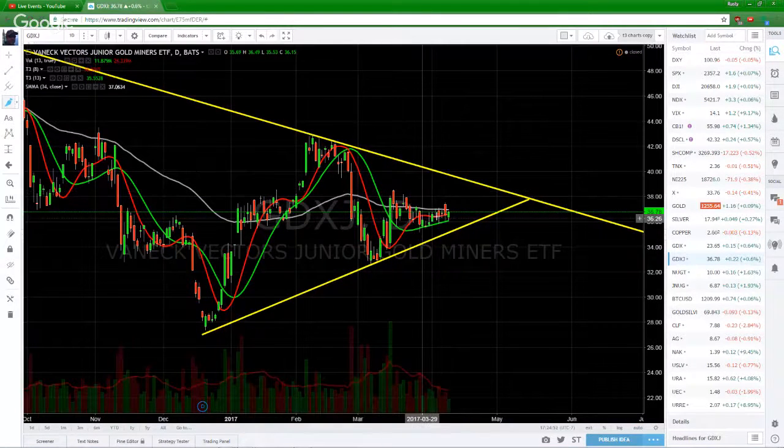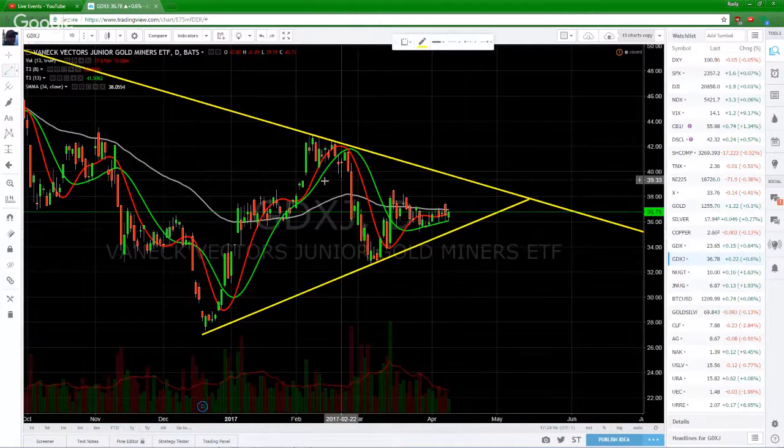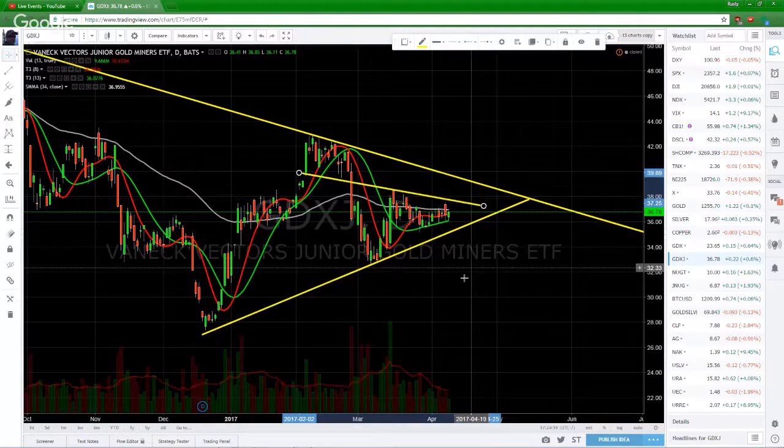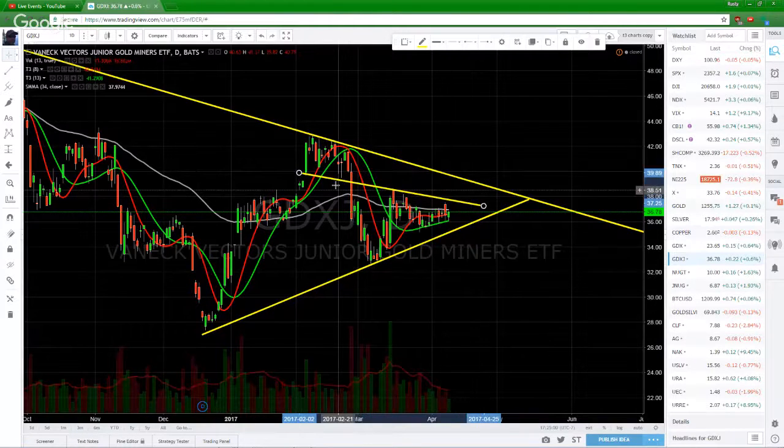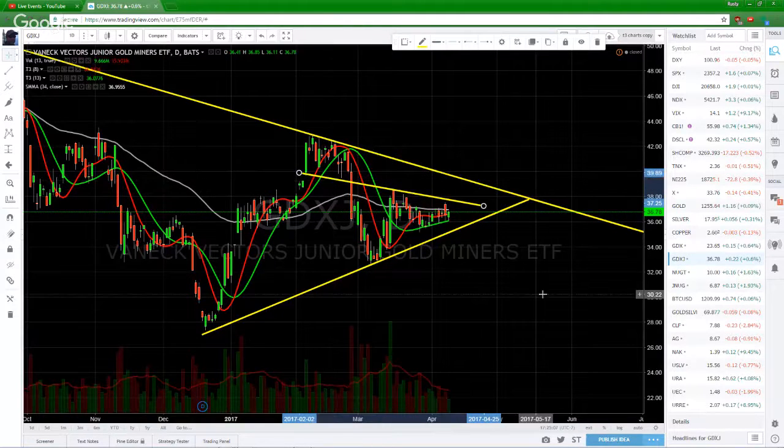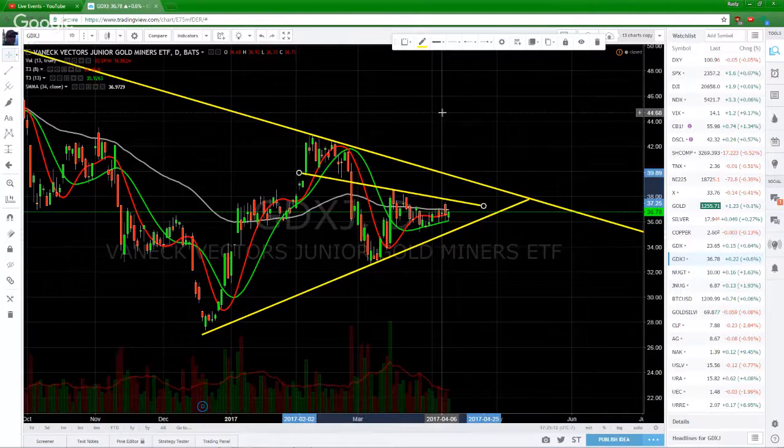Here's another cup and handle. I got some resistance lines right there. Take it out. Take it out. I got resistance in the 40 range. Still got to get above the long-term pattern.